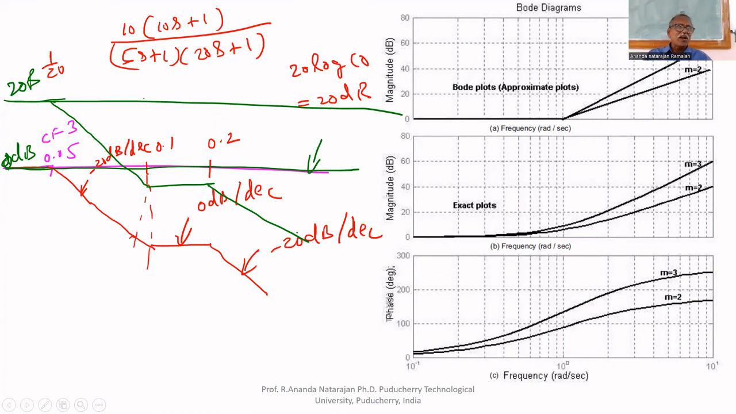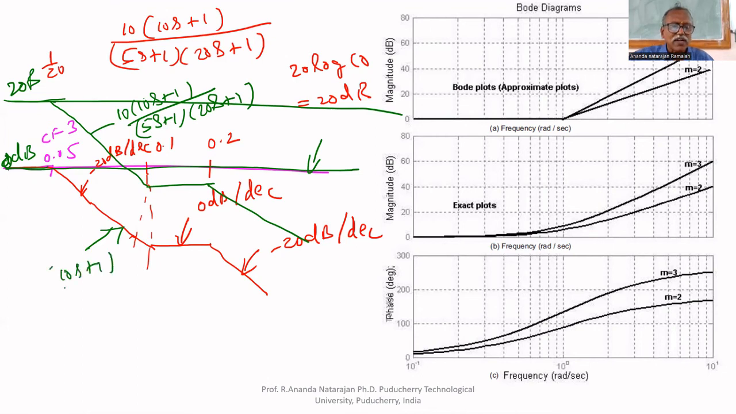So, the K will shift the entire plot up or down. If K is greater than 1, it will shift the entire graph up. If K is less than 1, it will shift the entire graph down. Now we got the Bode plot for (10s plus 1) divided by (5s plus 1) multiplied by (20s plus 1). This is the plot for K equal to 1. If K is there, if K is greater than 1, the entire plot will shift up. Otherwise, it will shift down.